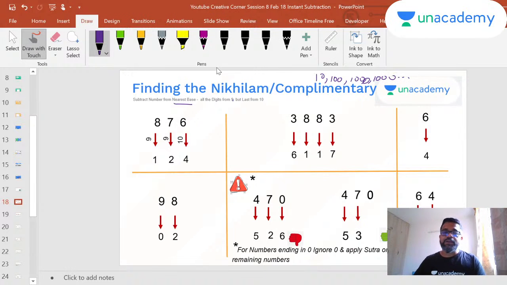So what's the complementary of 6? The complementary of 6 is 4, because 10 minus 6 is 4. So that's one reference, and we will use this a lot in Vedic Maths. It's just some foundation here.